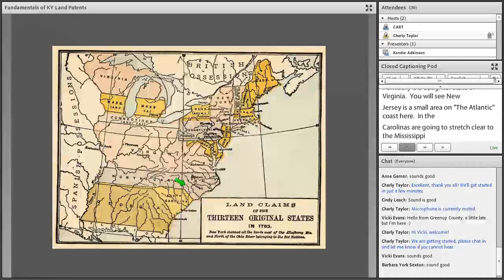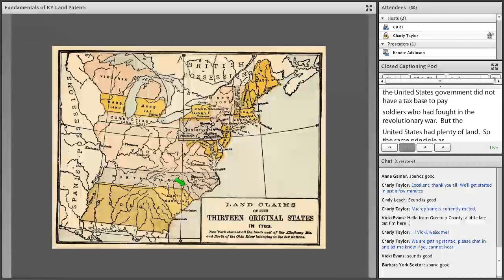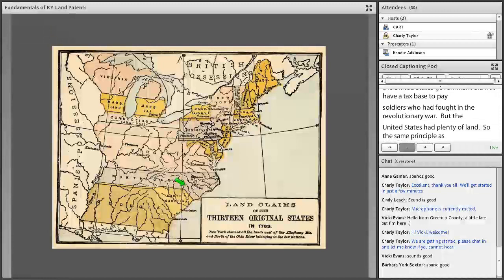Let's remember, after the Revolutionary War, the United States government did not have a tax base with which it could pay the soldiers who had fought in the Revolutionary War. But the United States had plenty of land. So the same principle as land as payment for military service was used by the newly formed United States of America to pay the soldiers.